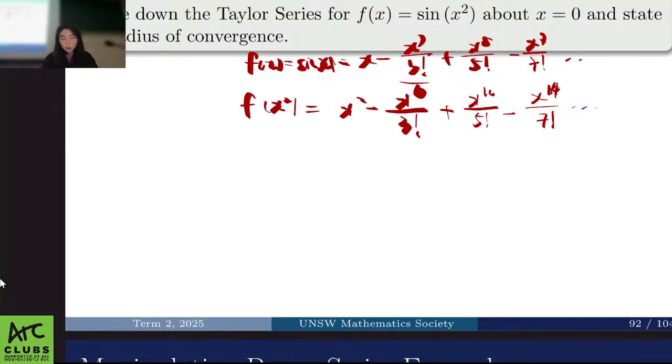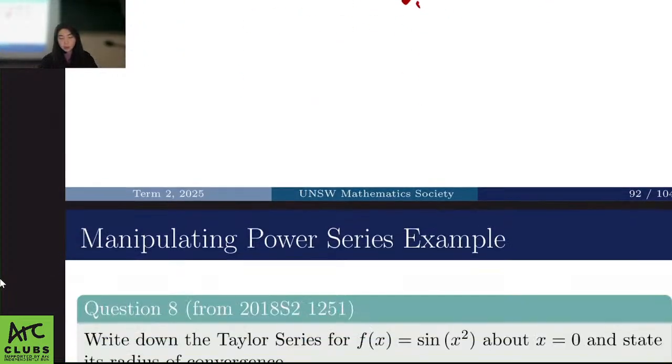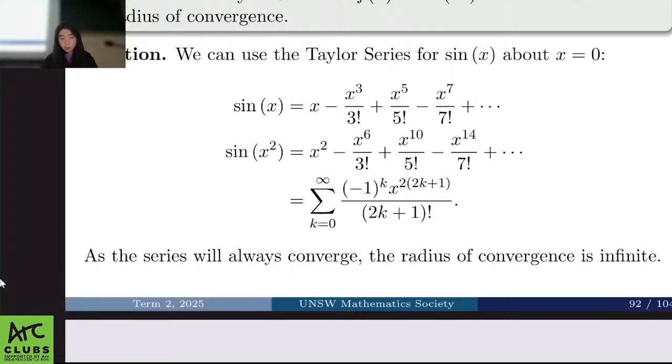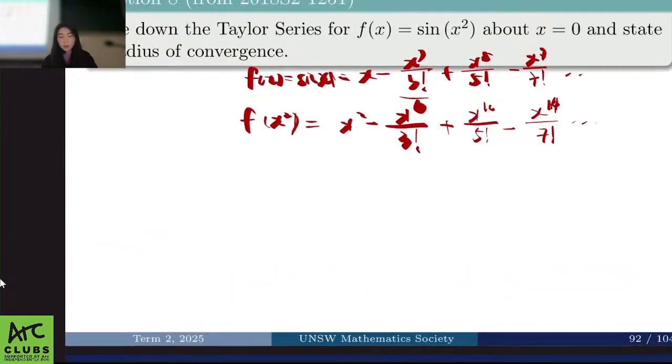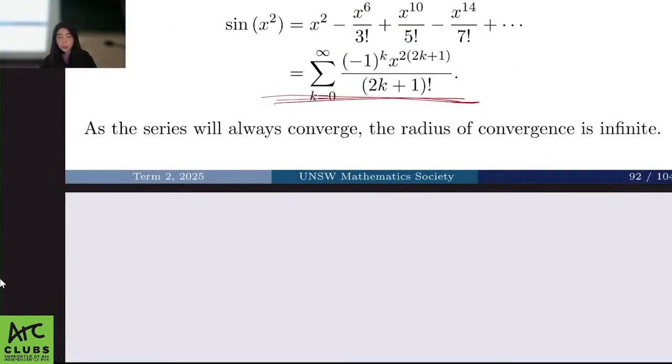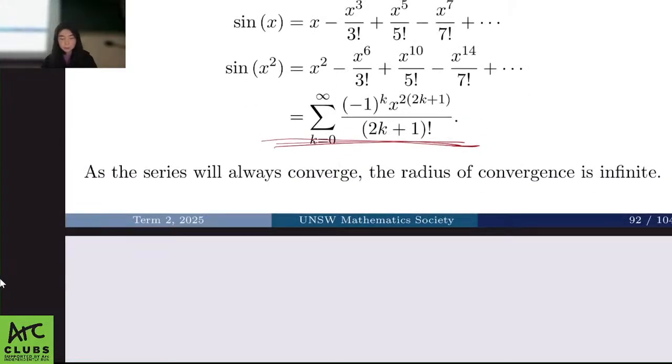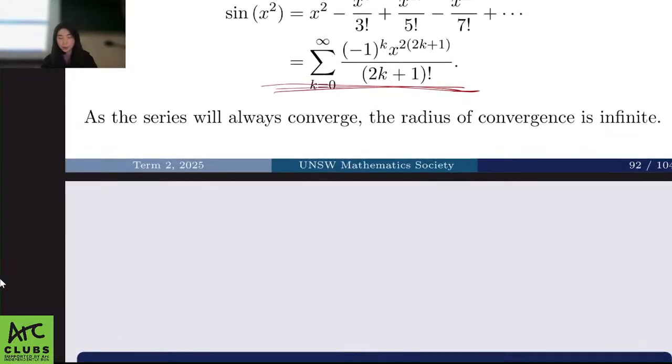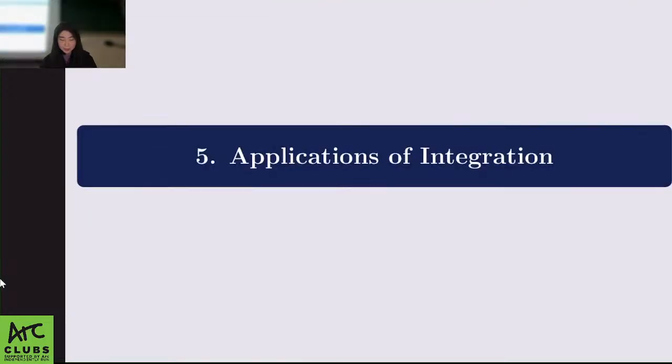So if you use the ratio test, you'll be able to find that the series for sine x squared condenses into this, right? So using the ratio test, you can find that this series actually always converges. So if it always converges, then the radius of convergence is going to be infinity. So yeah, you can just say the radius of convergence is infinite. The ratio test is not included here. You can do it as a practice.